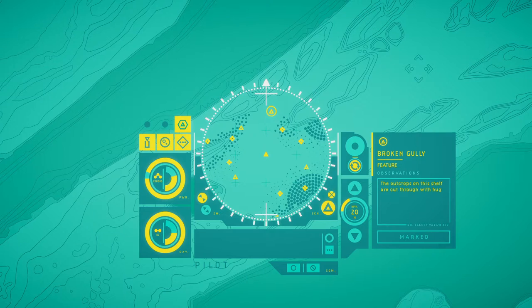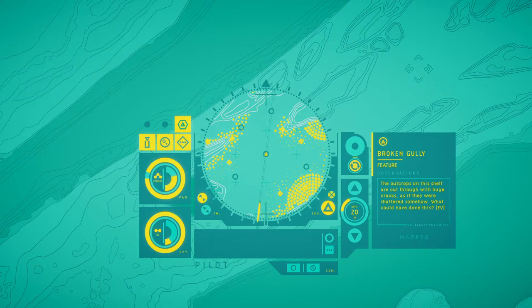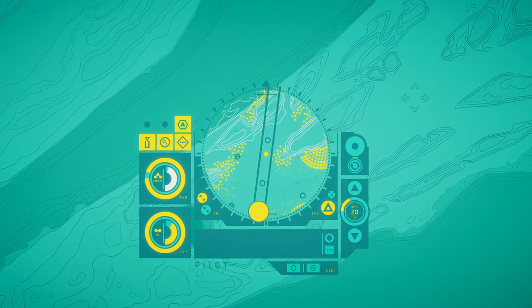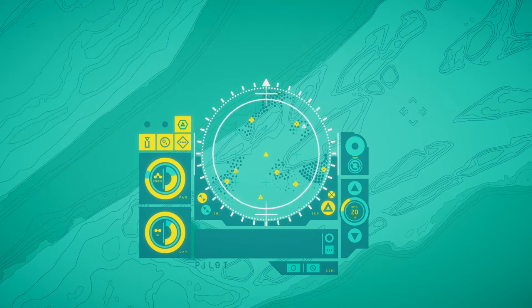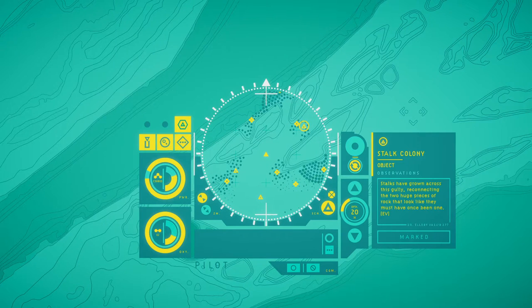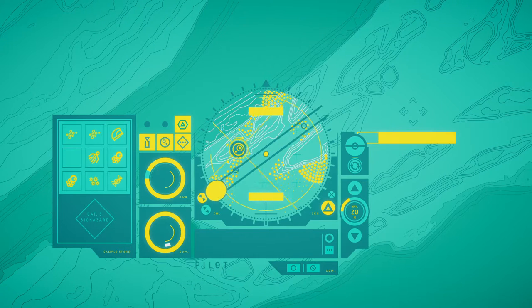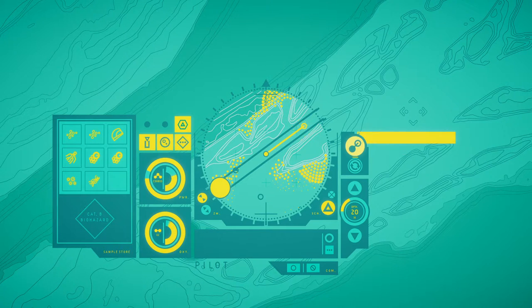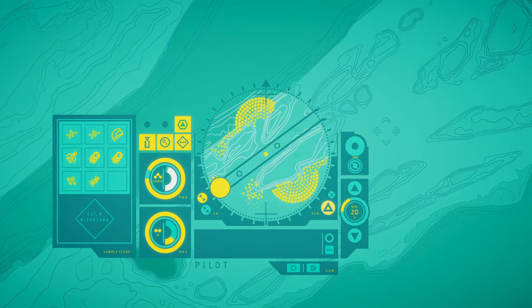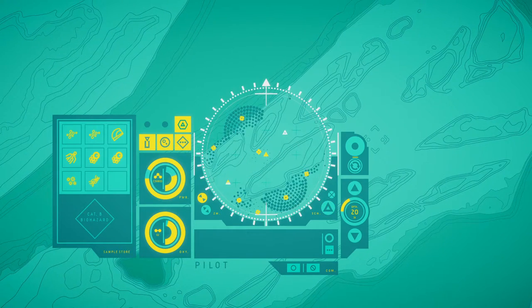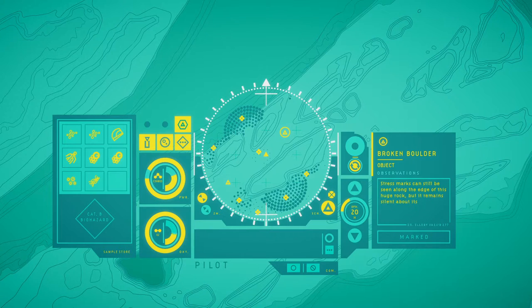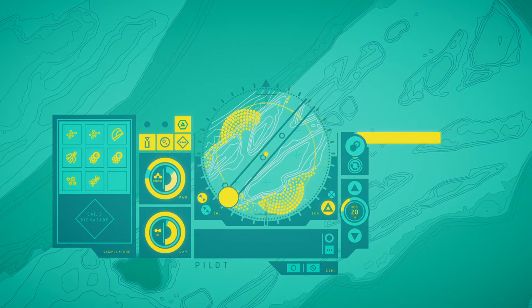Up here, the outcrops on this shelf are cut through with huge cracks, as if they were shattered somehow. Stalks have grown across this gully, reconnecting the two huge pieces of rock that look like they must be one. Stress marks can still be seen along the edge of this huge rock, but it remains silent about its own history.